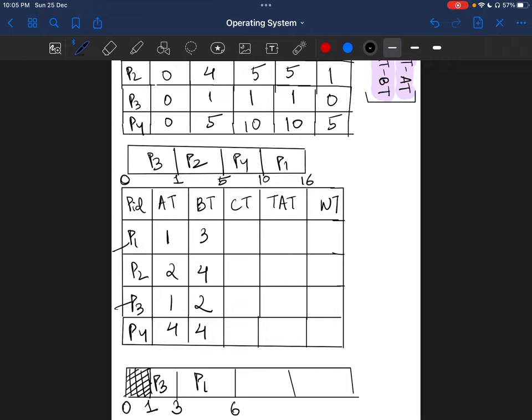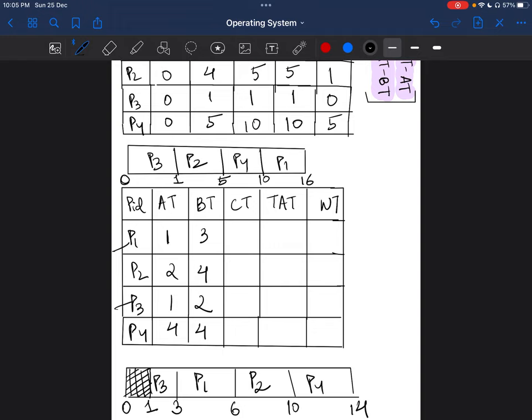And in FCFS, what happens? The process which arrives first will be given the CPU first. As we can see here, P2 will be given the CPU because it arrived earlier than P4. Right, guys? That should be very easy. It is not totally difficult. You can expect this question, I mean, not exactly this question, but such types of questions can definitely come.